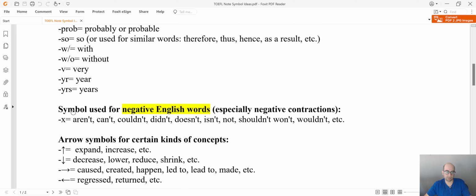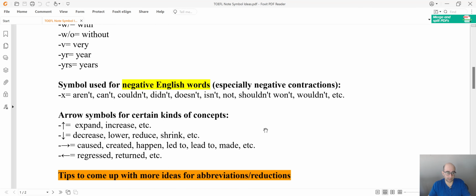Now, what about symbols for situations where you're dealing with negative words or negative language? So what I prefer to do in that situation, because it's really tricky, most of these have apostrophes in them, and that's kind of difficult to deal with. So what I suggest doing is just use the letter X to symbolize these kinds of words. So aren't, can't, couldn't, didn't, or the ordinary negative word not. It's perfect for these kinds of situations.